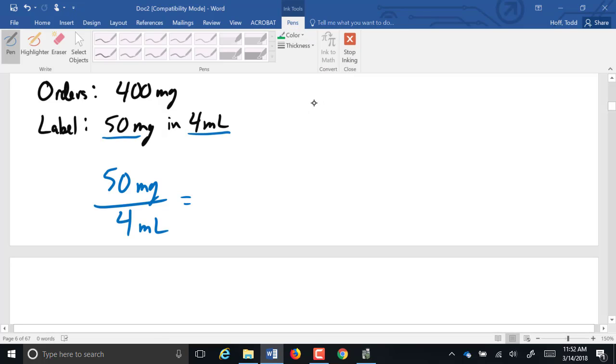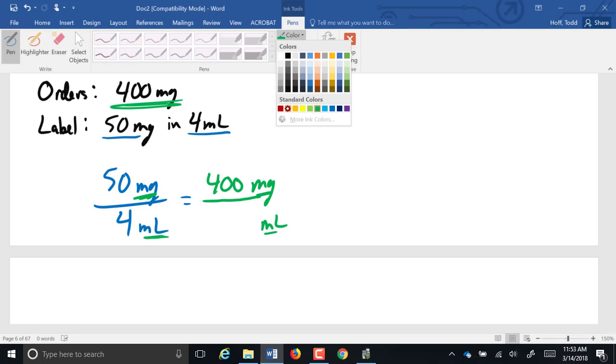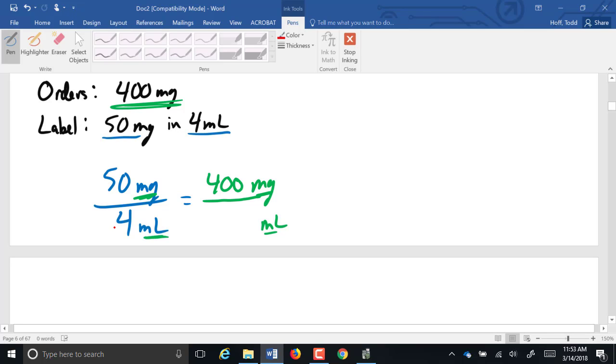Now the other rate in this problem has to match up the units. So we know this is going to have to be milligrams, this is going to have to be milliliters, because those units have to match up. The doctor's orders is 400 milligrams, so that has to go here with the milligrams, and we'll cross multiply and divide. 4 times 400 is 1600, divided by 50 is 80 milliliters. Oops, what did I do wrong there?